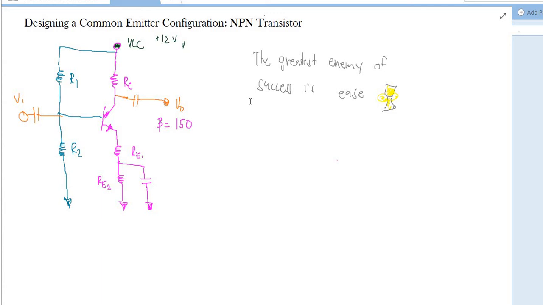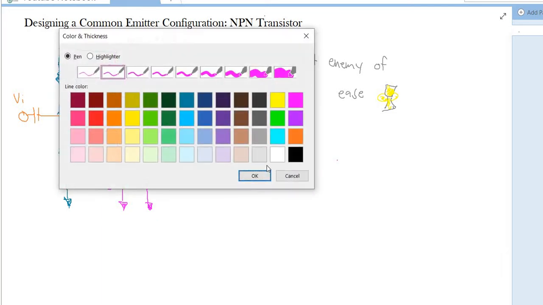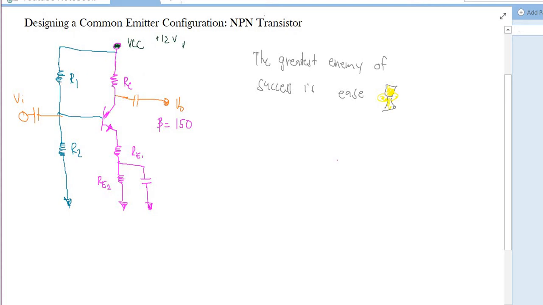Okay, so let's begin with designing the common emitter configuration. As you can notice, the RC, RE1, and RE2 are colored in pink, and R1 and R2 are separated in color. It's because we're going to start with this one, then follow with RC, RE1, RE2, followed by R1 and R2. So the first thing we begin with is the requirements.